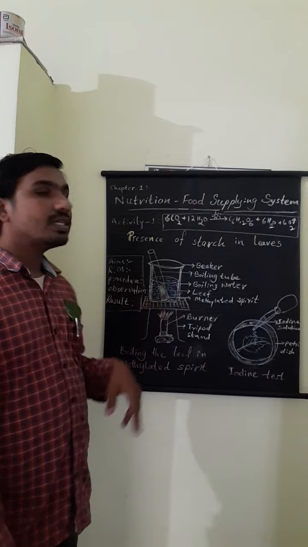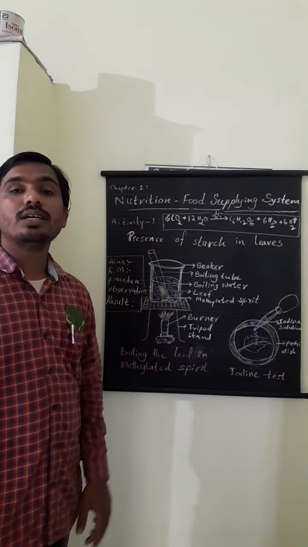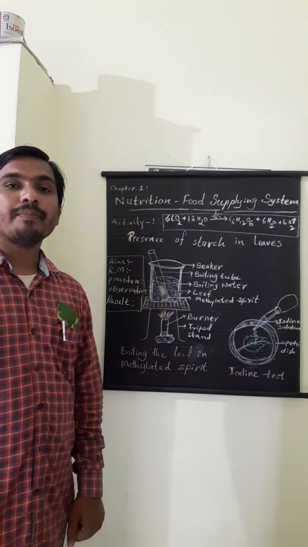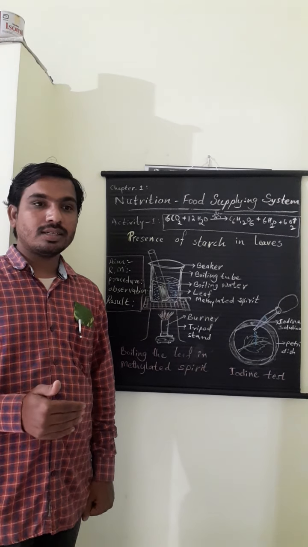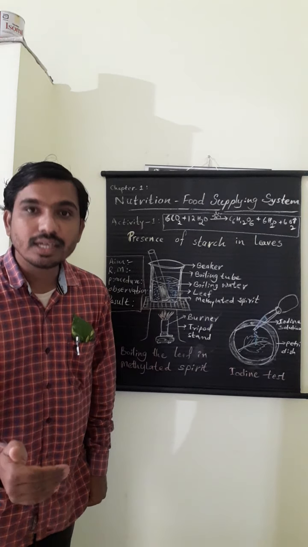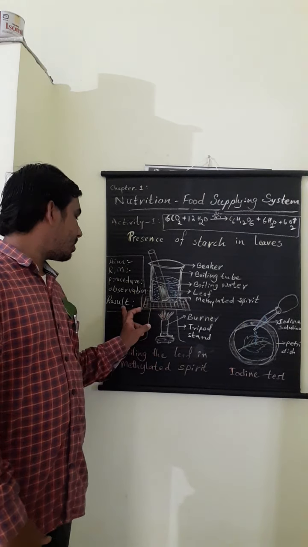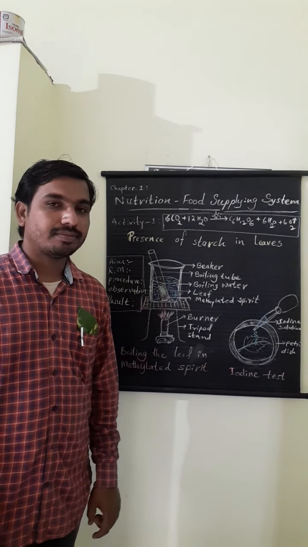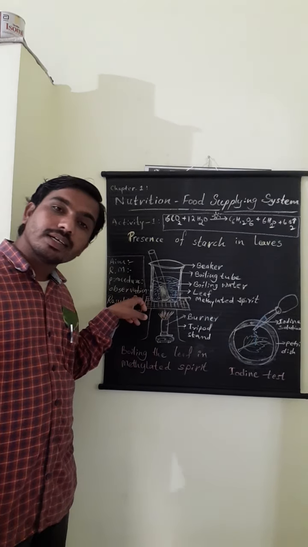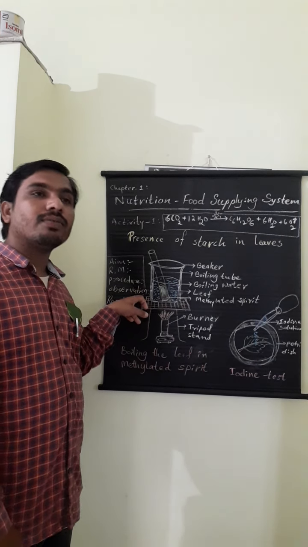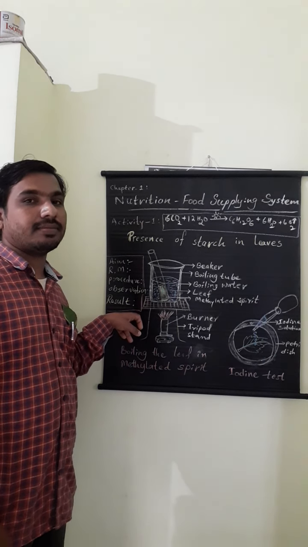Next one, procedure, the process: how to conduct the activity. The next one is observation. Observation is what we observe as changes while doing the experiment or after the experiment. And finally, the result: whatever we have observed by doing the activity, finally we get something that is called the result.